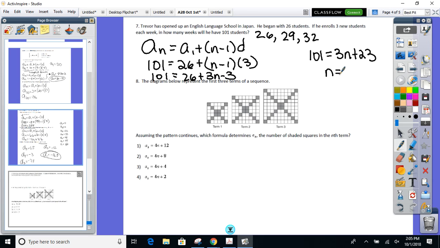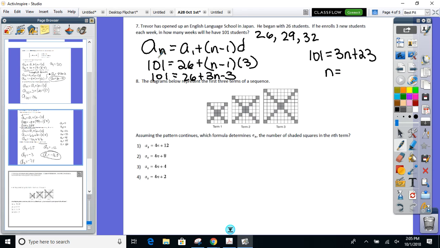I know. 326 weeks? Is that what I was hearing? That's what I got. 101 minus 23 is 78. Yeah. I just get 101 minus 23. Oh dear. 23. No. Whoa. I'm trying to find out what term 101 is. That's why I left it n here.